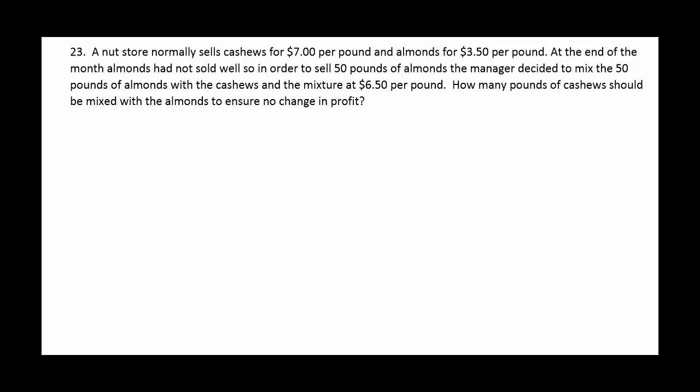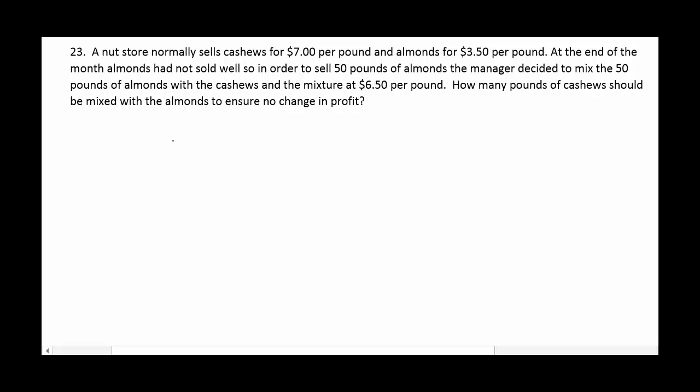A nut store normally sells cashews for $7 a pound and almonds for $3.50 a pound. At the end of the month, almonds had not sold well. In order to sell 50 pounds of almonds, the manager decided to mix the 50 pounds with cashews to sell the mixture at $6.50 per pound. How many pounds of cashews should be mixed with the almonds to ensure no change in profit?